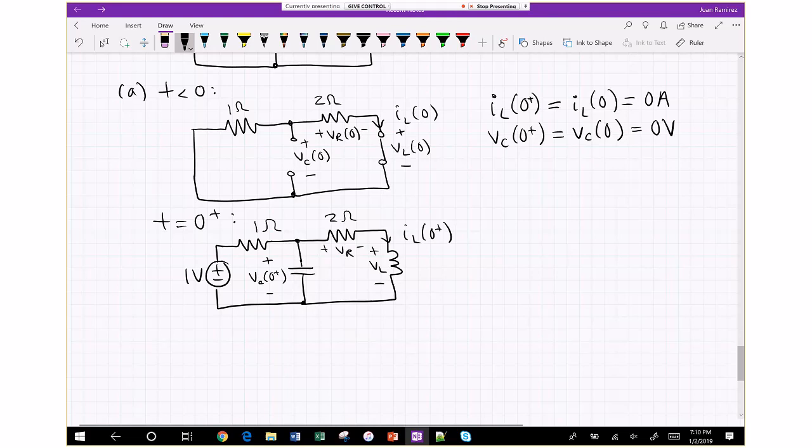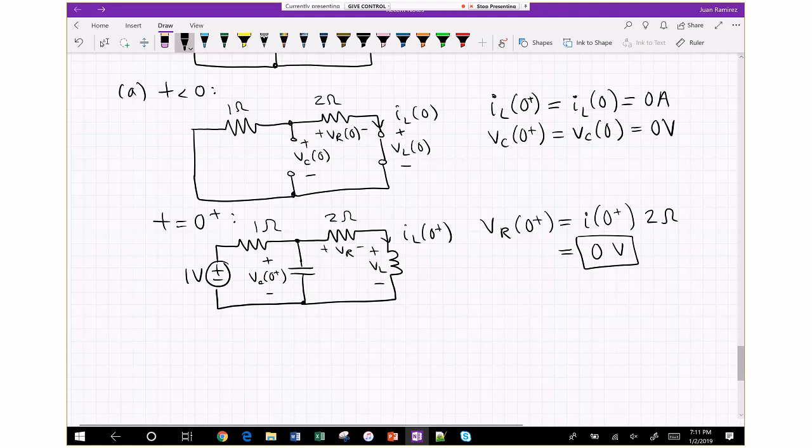So now let's do some straightforward math here, or circuit analysis rather. First of all, I know that the current through that 2-ohm resistor is the same as the current through the inductor. And the current through the inductor hasn't changed. We found it to be 0 amps, so the voltage across the resistor is equal to the inductor current right after the transition times 2 ohms, which is equal to 0 volts. Okay.